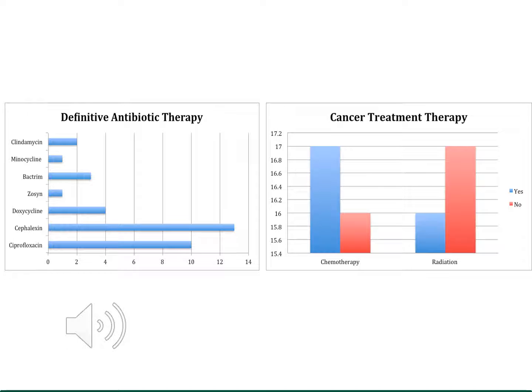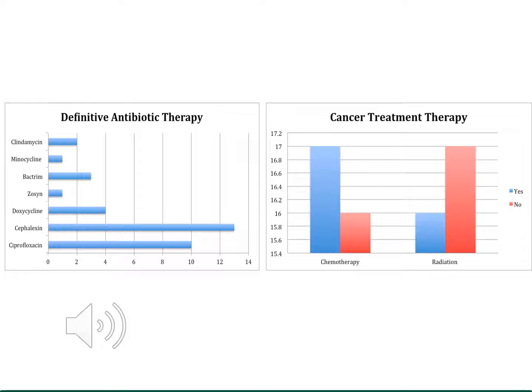The graph on the left shows the definitive antibiotics that were used within the 33 patients. Cephalexin, ciprofloxacin, doxycycline, and sulfamethoxazole-trimethoprim were used most often, and from what we saw from Table 1, ciprofloxacin and sulfamethoxazole-trimethoprim have 100% susceptibility towards the isolates that are gram-negative rods.